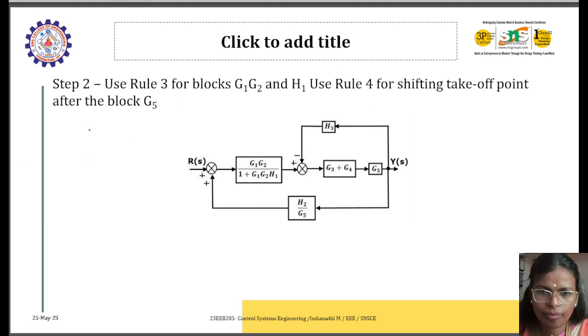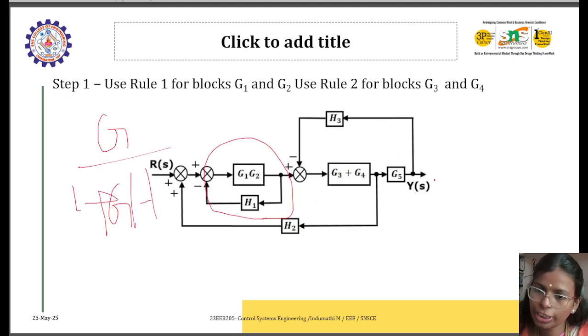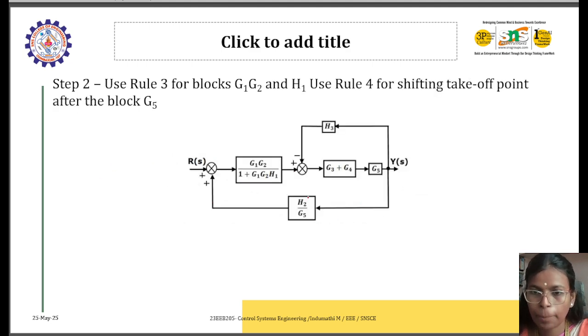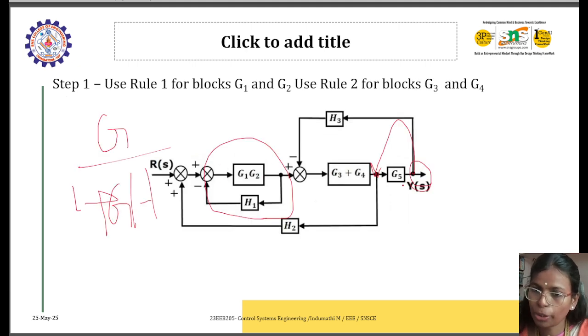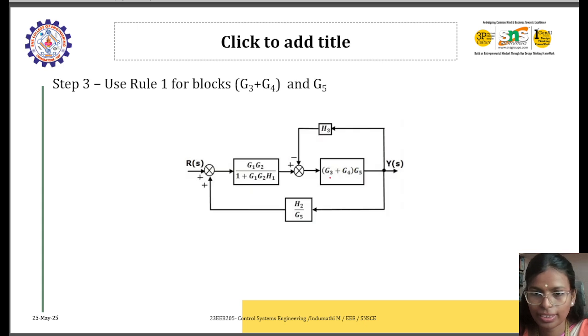According to the next step, we are going to shift this point to before here, in order to simplify. When you reduce it, your block will be like this, divided by G5. Why are we dividing by G5? This is the rule. When you move the takeoff point before the block, you have to add this one in the denominator. Make a note of this. For the next ones, apply the same rule. These two are in a feedback loop. Reduce the feedback loop.